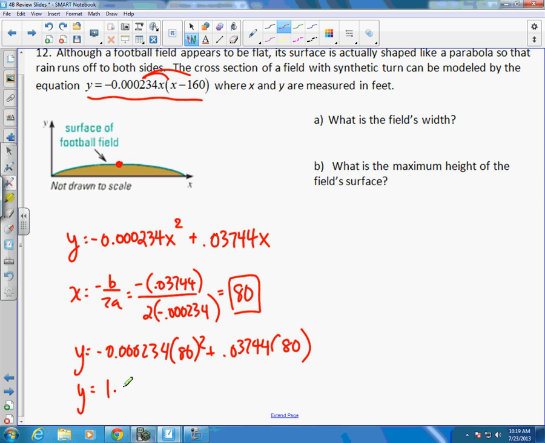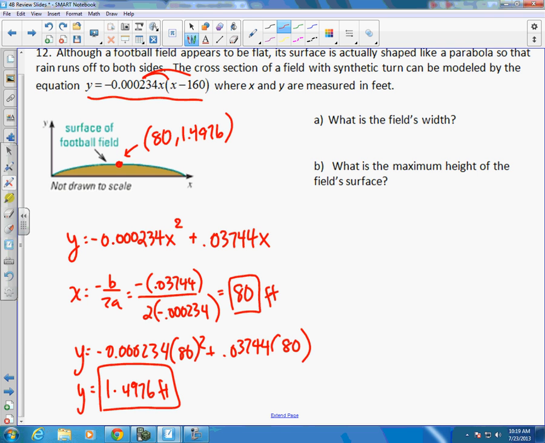Okay, so 1.4976 feet. Okay, so these are both in feet. And now what I just found essentially is the vertex. So I got the x value is 80, and 1.4976 is the y coordinate.